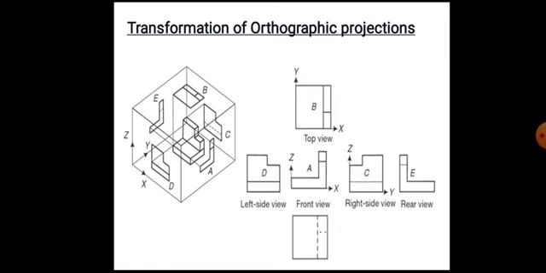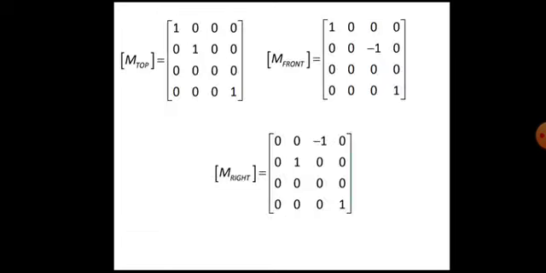Now, obtaining the orthographic projections is relatively straightforward because of the parallel projections involved. The top view can be obtained by setting z equal to 0. So the transformation matrix will be: 1 0 0 0, 0 1 0 0. Here z is equal to 0, so we have 0 0 0 0. Last row is 0 0 0 1.